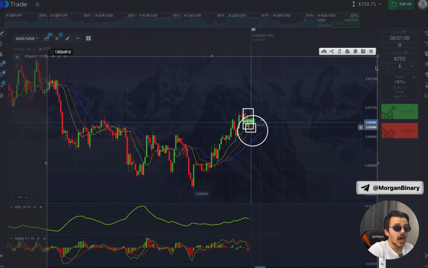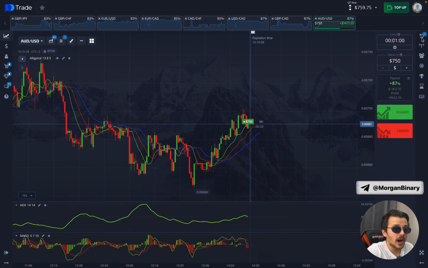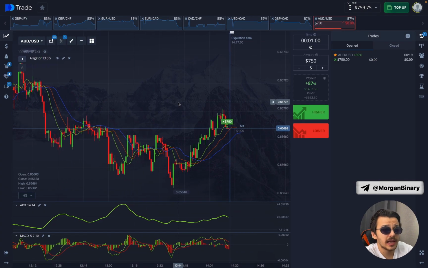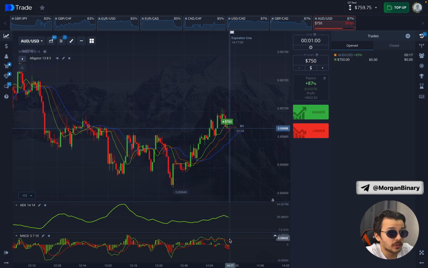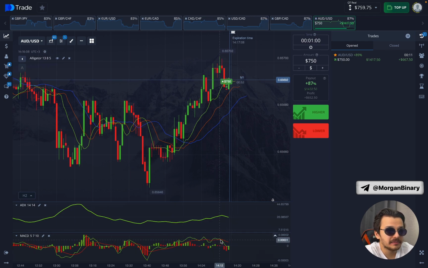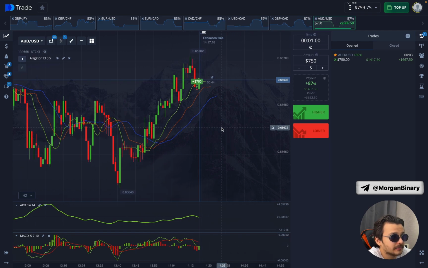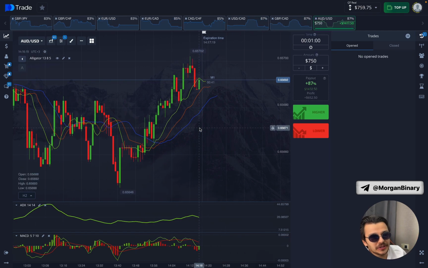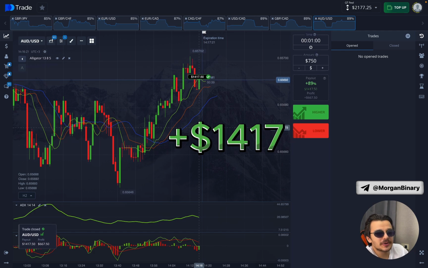Well, I'm not very much oriented by the histogram. We just had a pullback here, so in this case, we don't have to be guided by it. Let's look at the result of the first trade. And our first trade closes in plus without any problems.